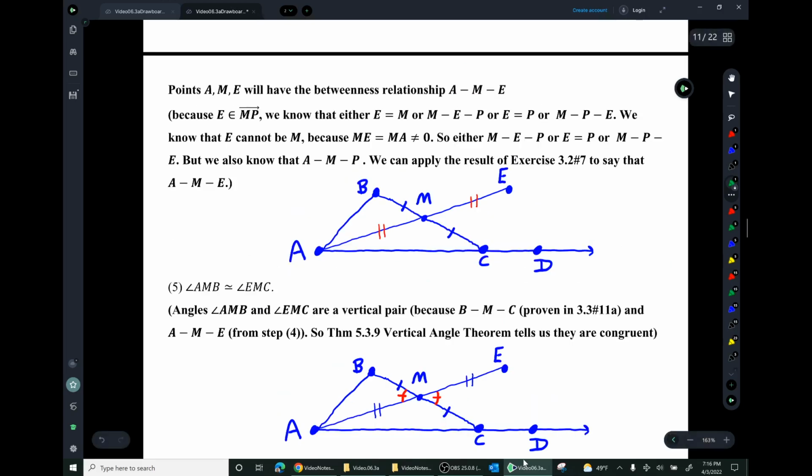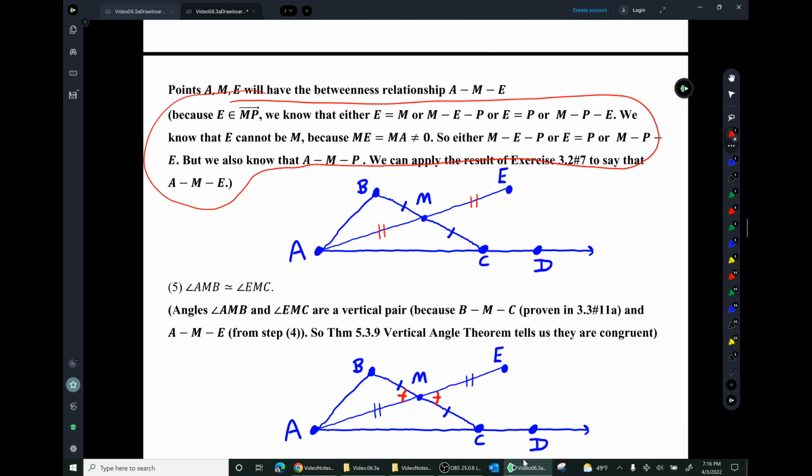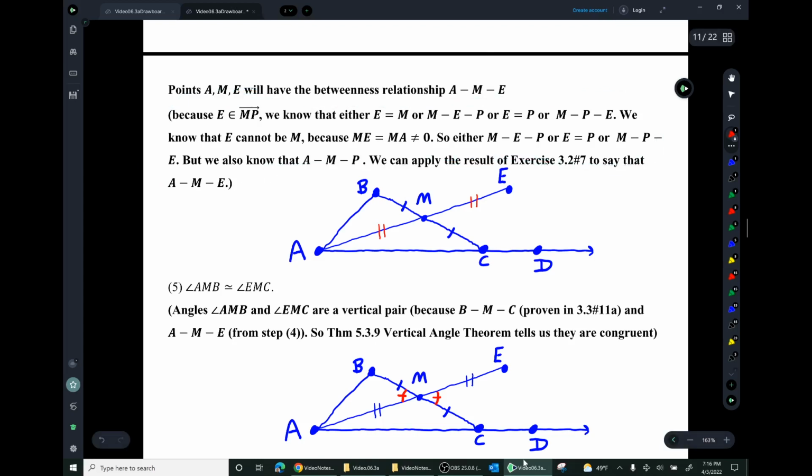And then we have to go farther, and we have to be clear and say that points A, M, and E will have that betweenness relationship. M is between A and E. And to justify that, we have to talk about betweenness of points. That's back to concepts from section 3.2. I reviewed some of those in the introduction to this video.